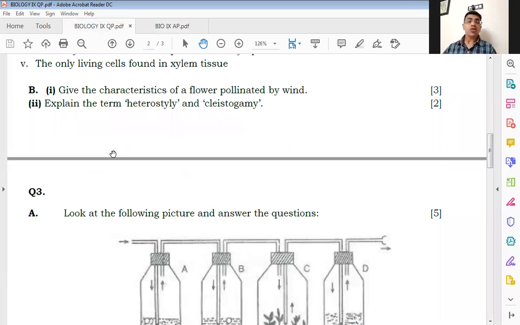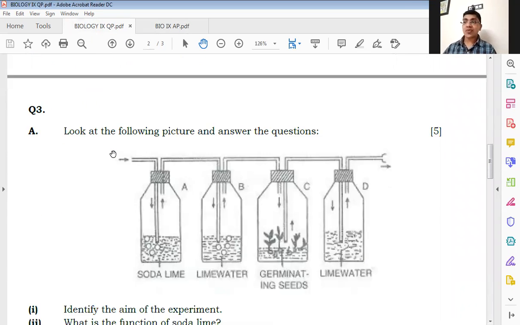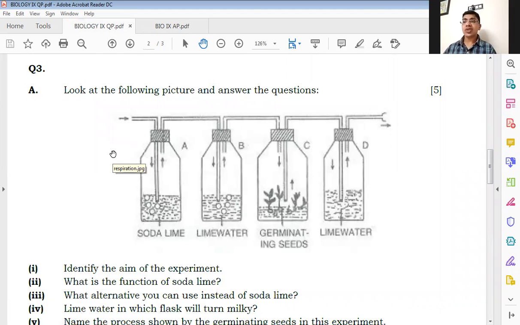Now, let's go to question 3A. It is based on an experiment. So just see the diagram here, and on the basis of that, there are a couple of questions that we need to answer, right? So look at the following picture and answer the questions.